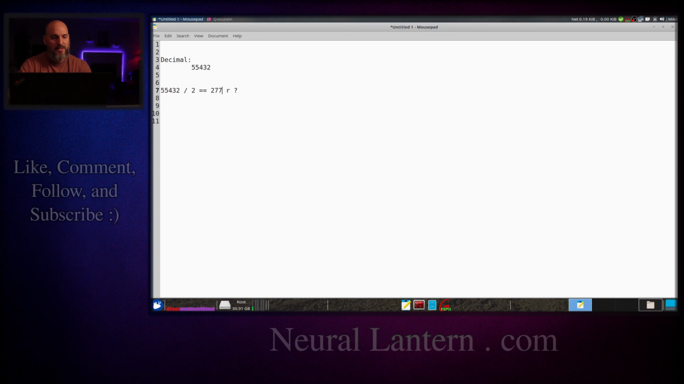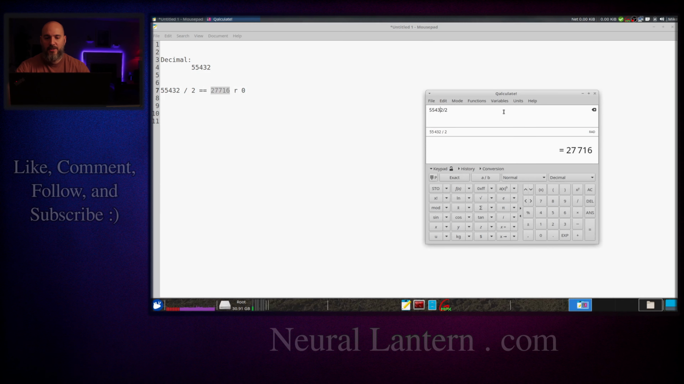We started with an even number, so I can infer that the remainder is going to be 0. But if you're not sure, you can use the modulo operator. When we use the division operator, it tells us the quotient, what that number divided by the other number actually is. But if we use the modulo operator, it just gives us the remainder. Not all calculators do this.